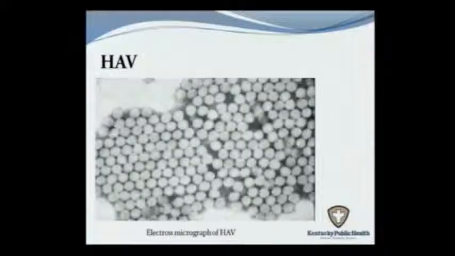This is an electron micrograph of HAV, and I wish I could have found a picture of a cell in comparison to this, because you'll see that these viruses are much smaller than even a single cell, and you know how small those are.